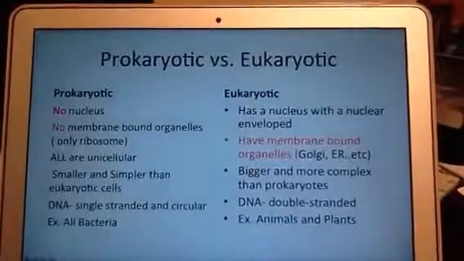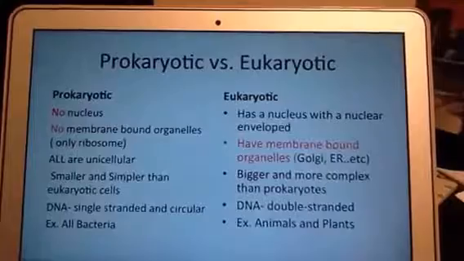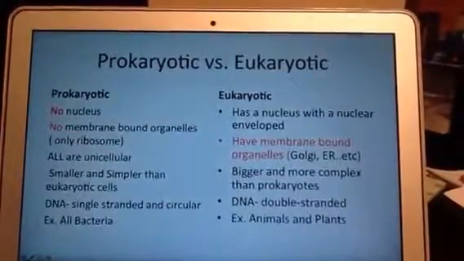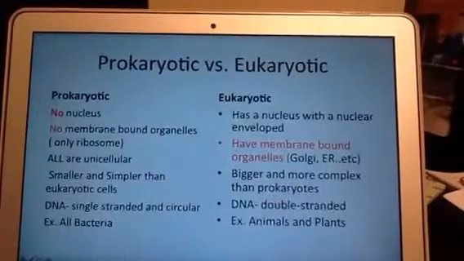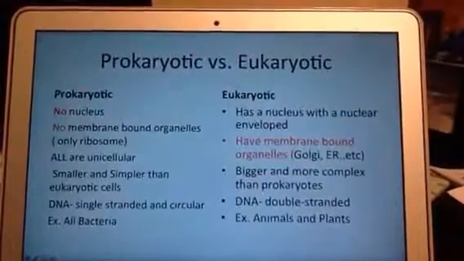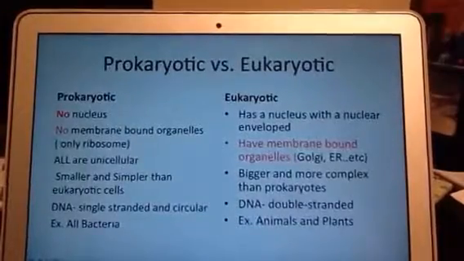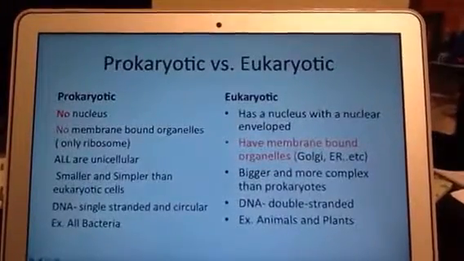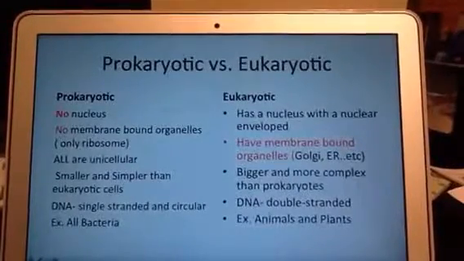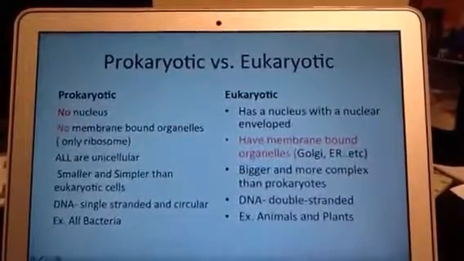So we are going to compare prokaryote cells versus eukaryote cells. Prokaryote cells do not have a nucleus and don't have membrane-bound organelles, only ribosomes. An example of a membrane-bound organelle would be the ER. All are unicellular. They are smaller and simpler than eukaryote cells. Their DNA is single-stranded and circular. An example of a prokaryote cell would be a bacterium.